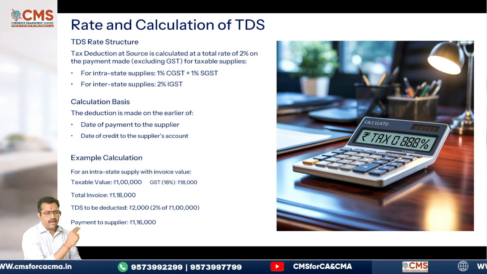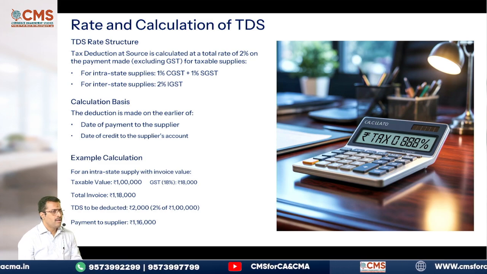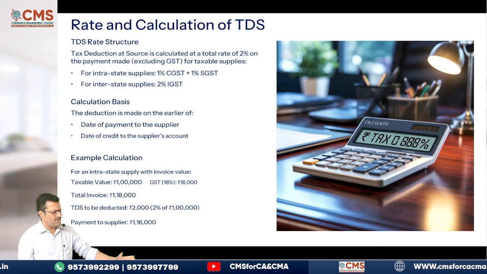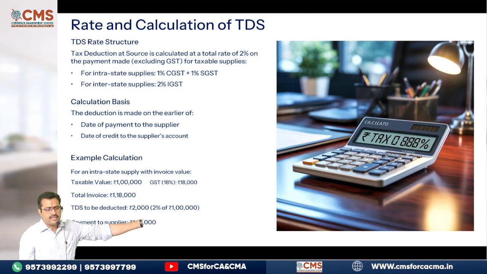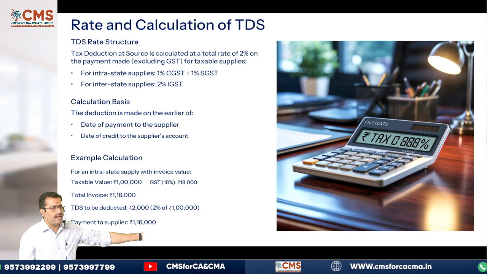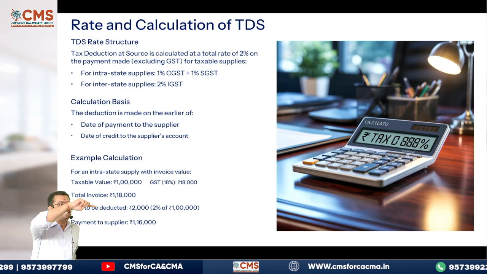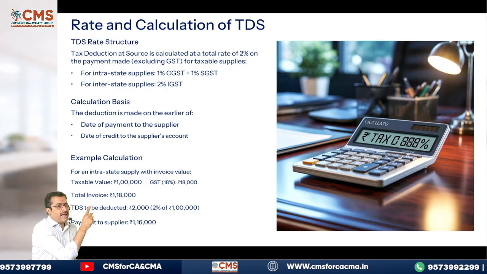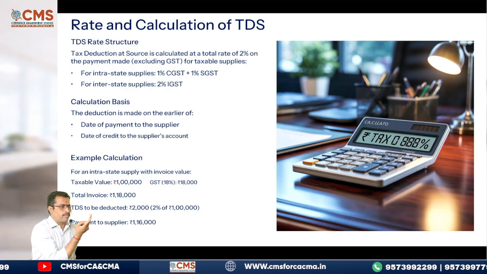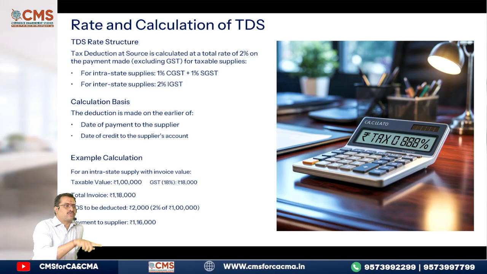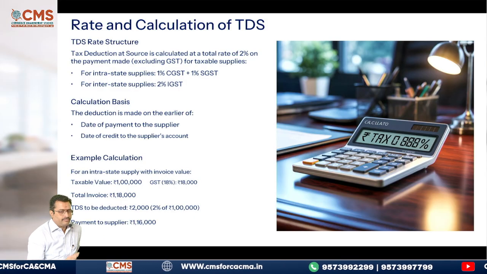Correct? And then the calculation basis I also gave. One example question also I gave. But before going to that example, you can see here itself. Taxable value is 1 lakh. GST is 18%. Total invoice value 1,18,000. Now they will deduct TDS on value excluding GST, not including. So on 1 lakh only they will deduct 2%. So 1 lakh into 2% means 2,000 rupees. So from 1,18,000 they will pay you only 1,16,000. That is what I have given you.